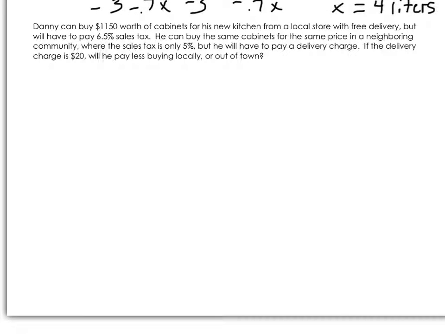Danny can buy $1,150 worth of cabinets for his new kitchen from a local store with free delivery, but he will have to pay 6.5% sales tax. He can buy the same cabinets for the same price in a neighboring community where the sales tax is only 5%, but he will have to pay a delivery charge. If the delivery charge is $20, will he pay less buying locally or out of town?